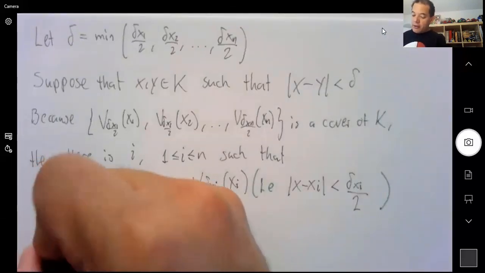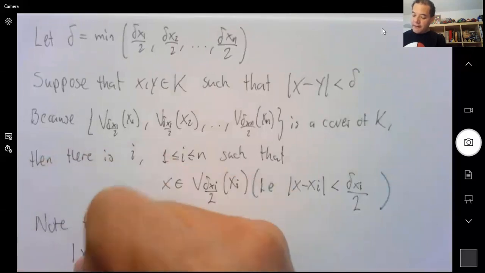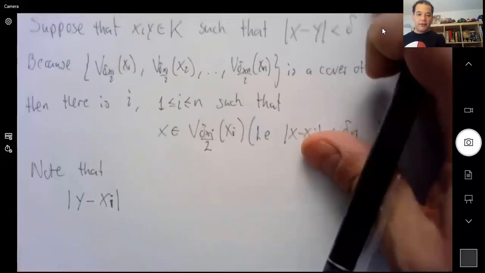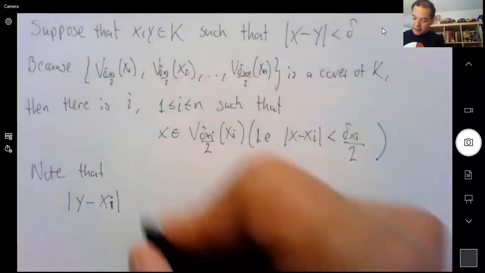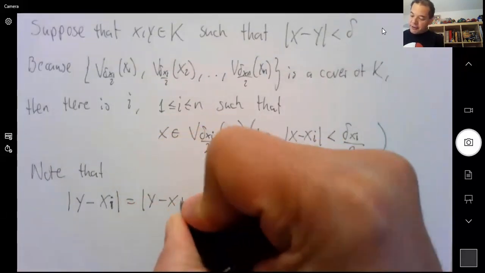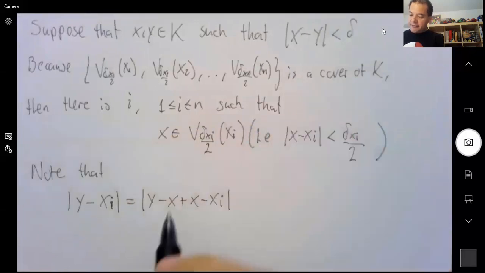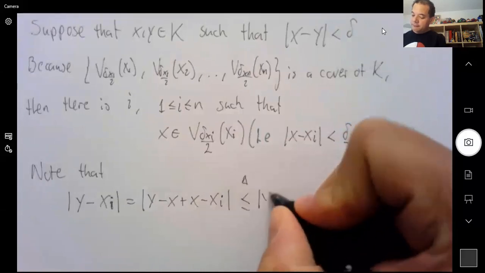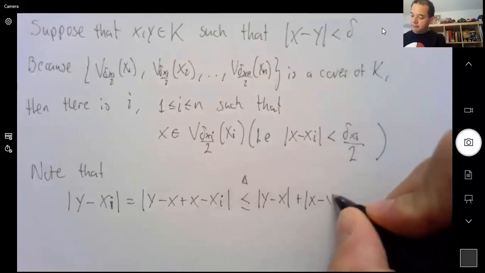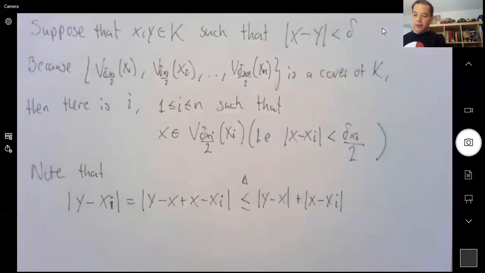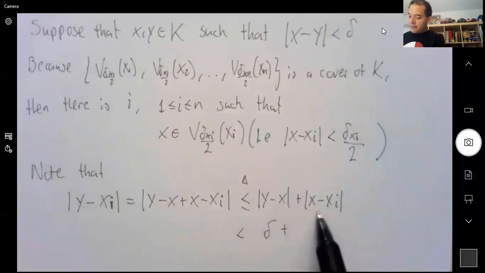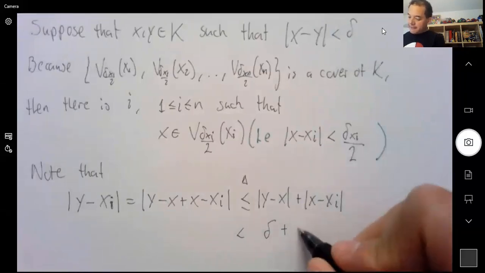So what I want to convince you of is that Y and Xi are also close. I want to look at the distance from Y to Xi, and as usual, we'll do the classical trick of using an intermediary, in this case X. So we subtract X and add X, and use the triangle inequality. Right? And then what do we know here? Well, we know this one is less than delta, right here on top. And this one is less than delta Xi over 2.